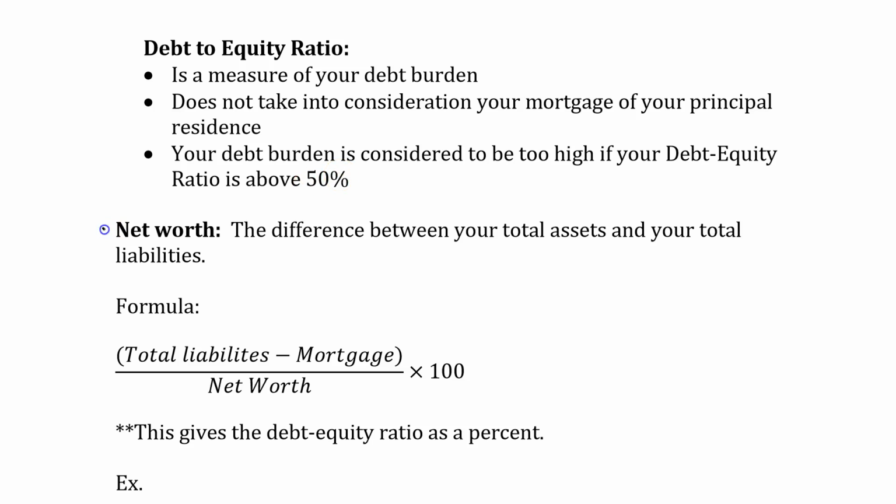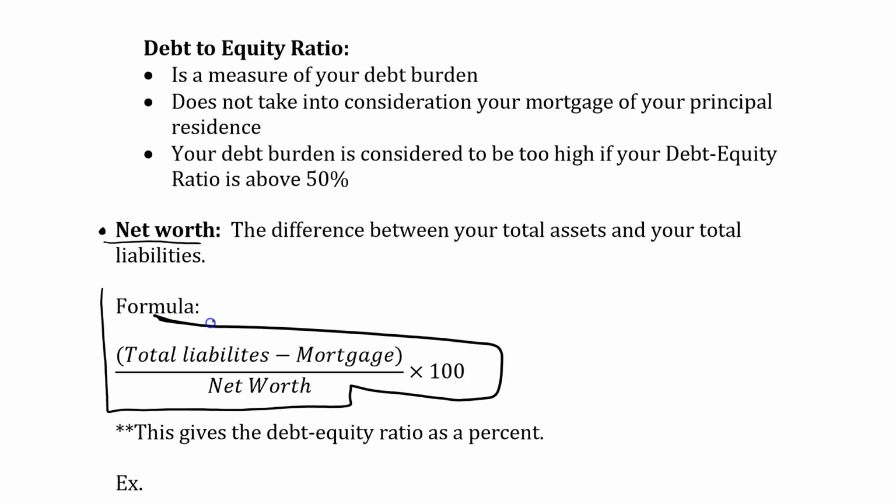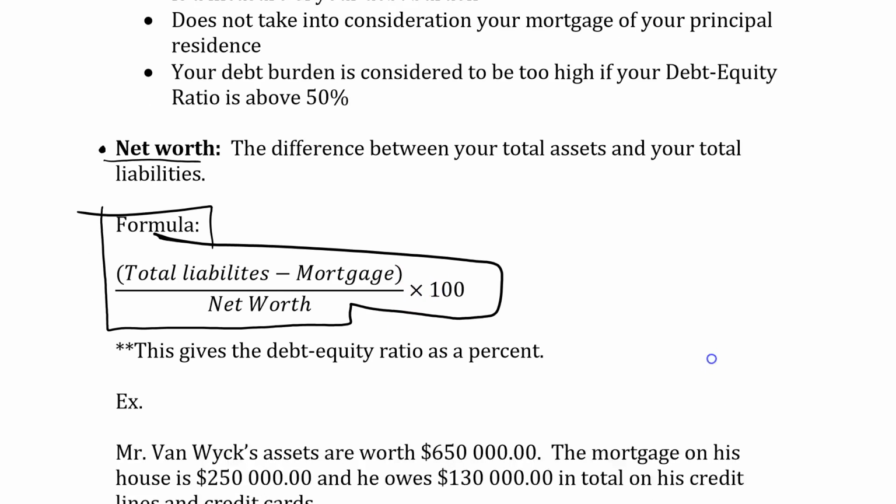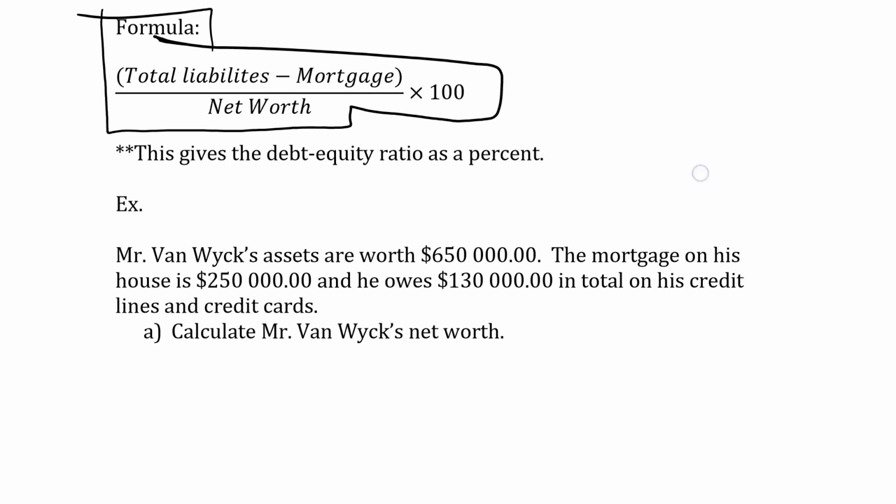Another important definition that we need to know here is your net worth. That's the difference between your total assets and your total liabilities. The formula for calculating your debt equity ratio is this guy right here: total liabilities, and you subtract your mortgage, so anything that you owe, subtract your mortgage, and you divide that by your net worth. Again, since we're multiplying it by 100, this gives us the debt equity ratio as a percent.